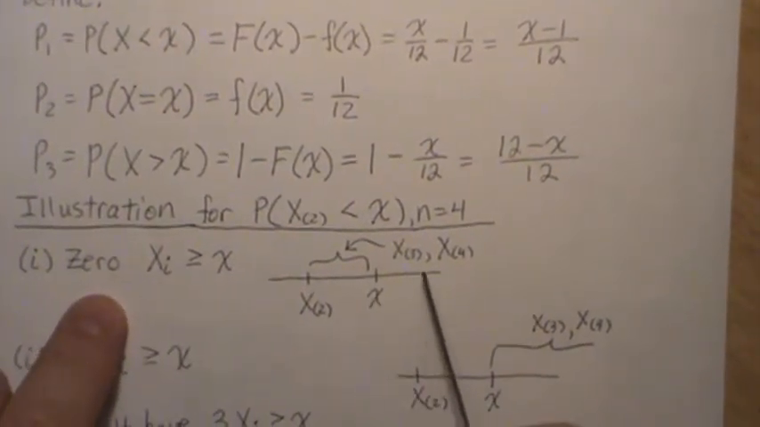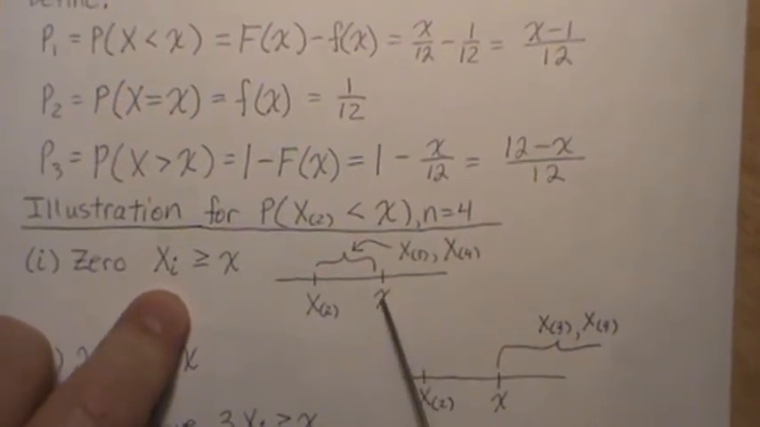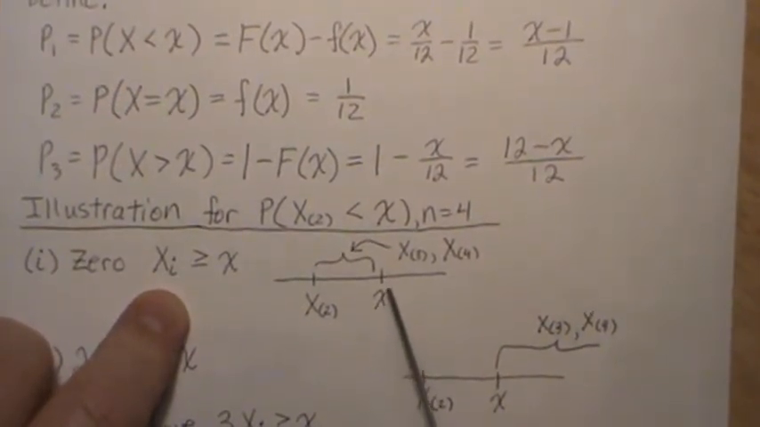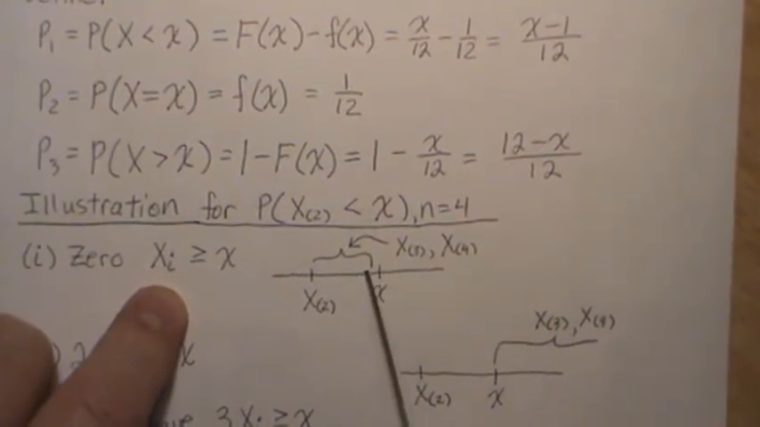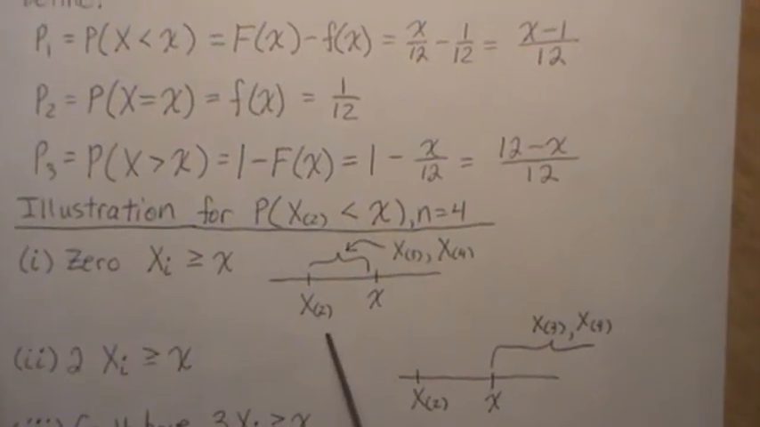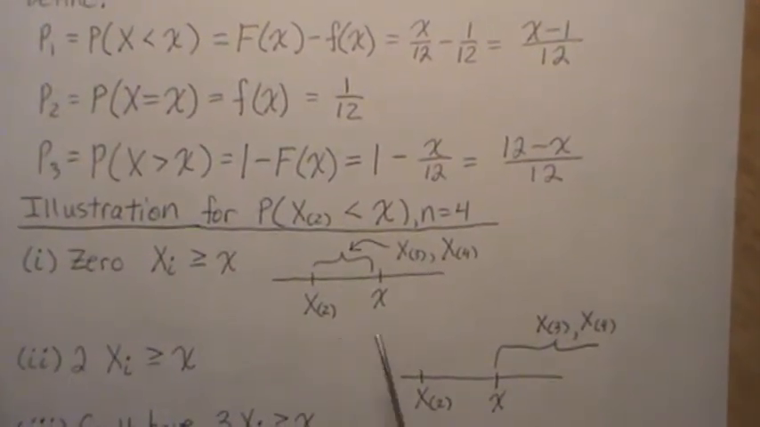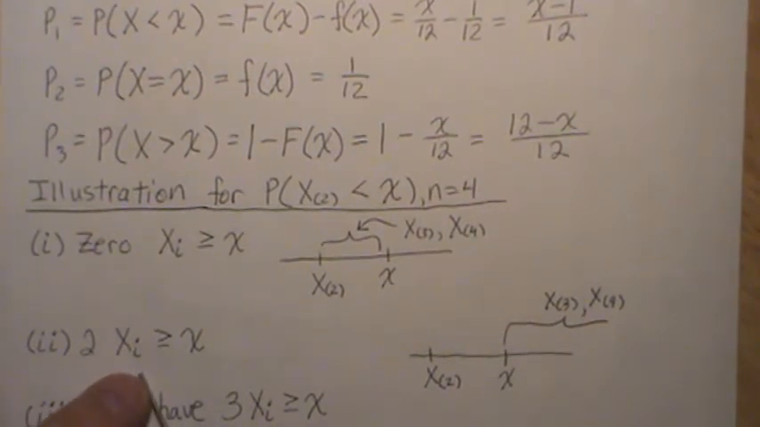Now, let's assume that we only have one Xi greater than or equal to x. So X4 is here or more, and X3 is less than that. Well, that means X2 has to be less than x if X3 is. Now let's assume that we have 2 Xi greater than or equal to x.